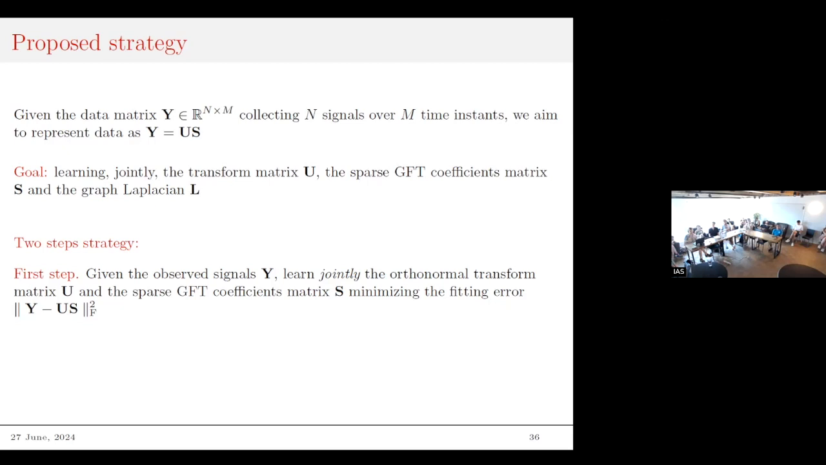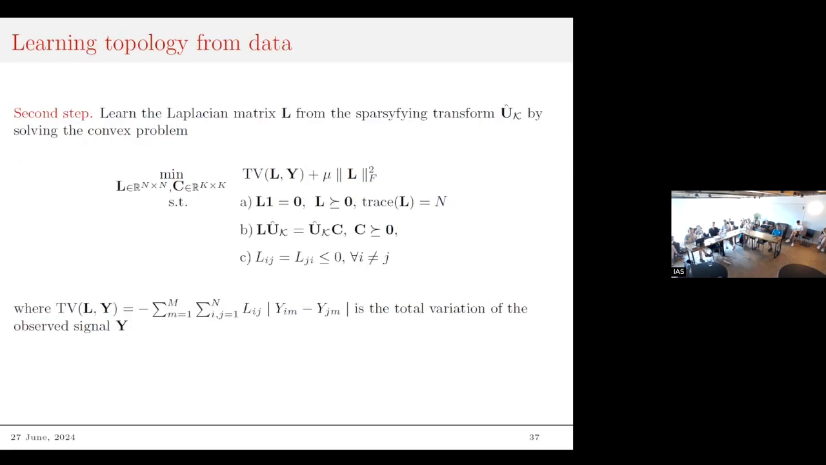In the first step, given the observed signal, we learn U and S, the eigenvector and the sparse representation of the signal. This is the first step. In the second step, instead, we learn the Laplacian matrix from the sparsifying transform that I learned in the previous step by solving this convex problem.